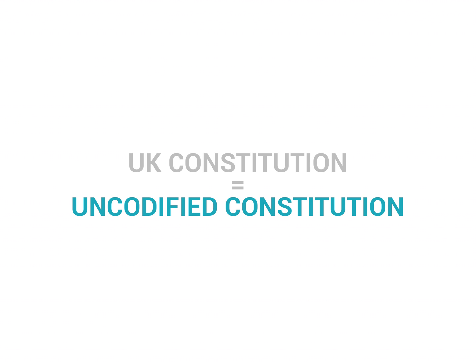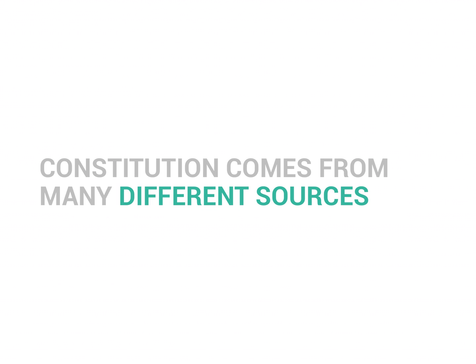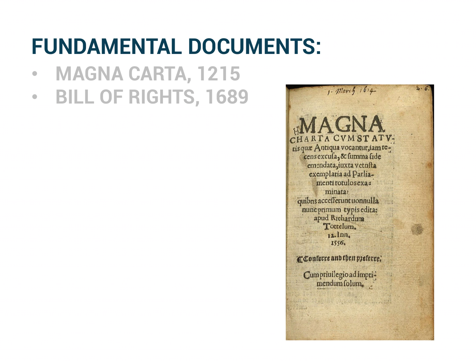one single constitutional document. Indeed, it is this lack of codification that makes the UK Constitution unusual at a time when most other democratic countries have adopted a codified constitution. As there is no single codified constitutional document, the Constitution is said to come from a number of different sources. For example, 1. Fundamental documents.